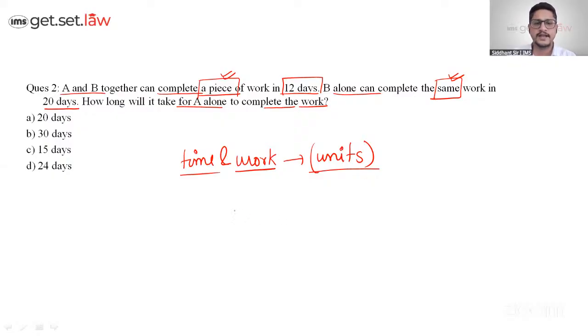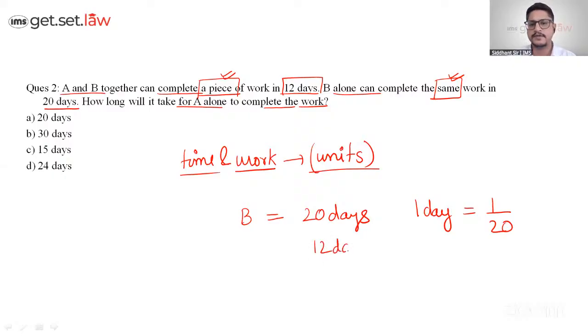Now, let's say B does some work in 20 days. If I say in one day, what is the work he'll be doing? The work will be 1 upon 20, some units. Similarly, if we take the combination of A and B doing the work, it will be 12 days. So in one day, the work they are able to do is 1 upon 12.